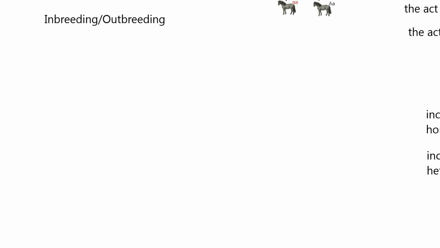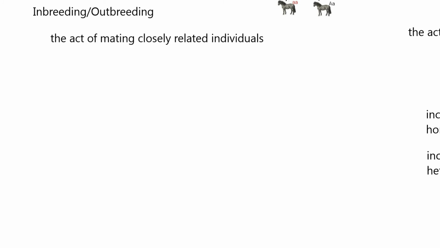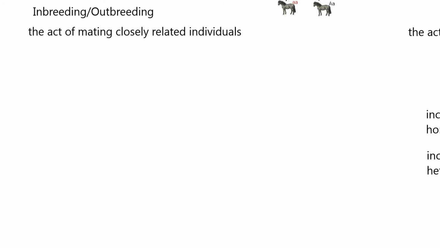Finally, we're going to talk about inbreeding and outbreeding. I guess those are antonyms of each other. Let me do the definition for inbreeding: the act of mating closely related individuals. And outbreeding would be just the opposite, the act of mating unrelated individuals. Since we're talking about genetics, I want to tell you what it does to the alleles.